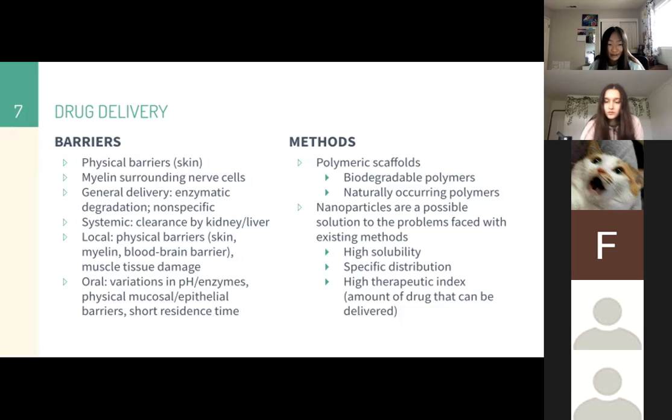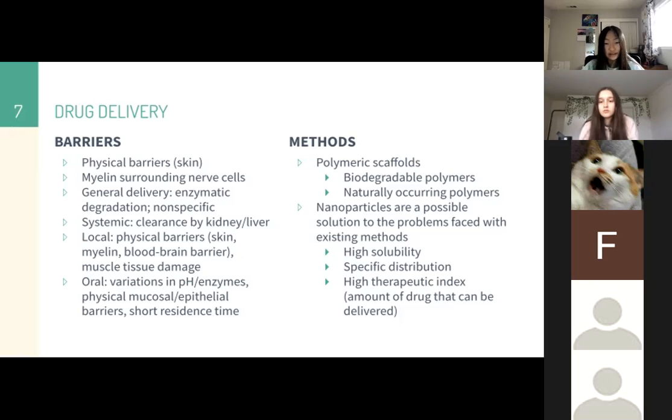And for oral barriers, there are variations in pH, so enzymes will be denatured once they get into your mouth. And physical mucosal or epithelial barriers, and basically that's where the mucus in your mouth or in your throat will degrade the enzymes or chemicals.